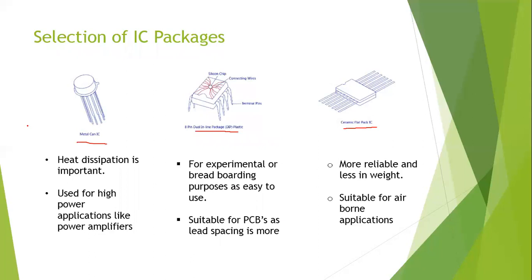While selecting the metal can package, we have to consider whenever heat dissipation is important. So metal can packages are considered when heat dissipation is important and also used for high power applications like power amplifiers. So this type of IC package is used whenever high power applications are required and heat dissipation is important. Because of these factors, whenever we require them, we go for metal can IC packages.